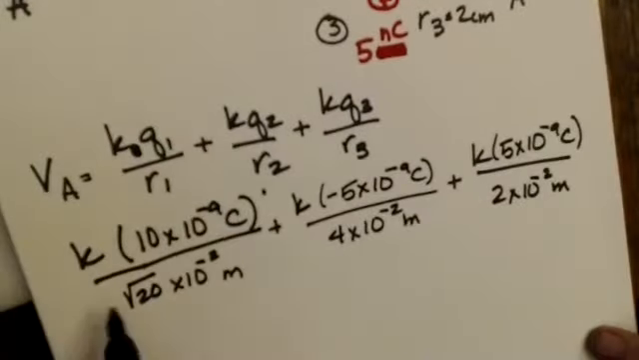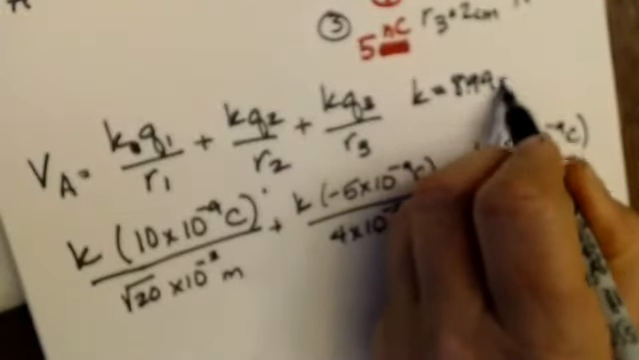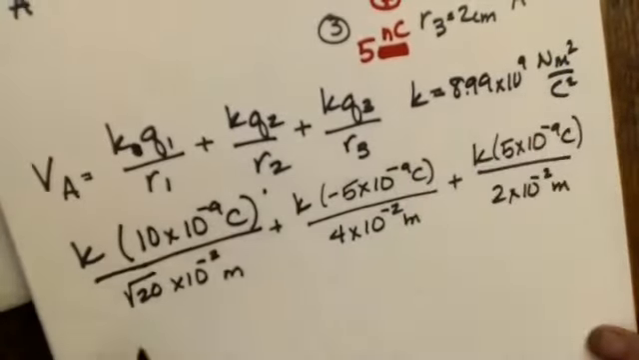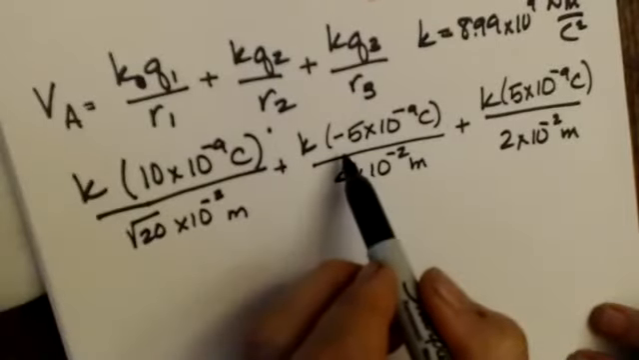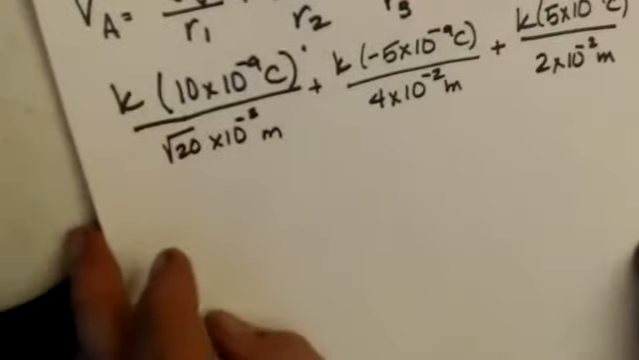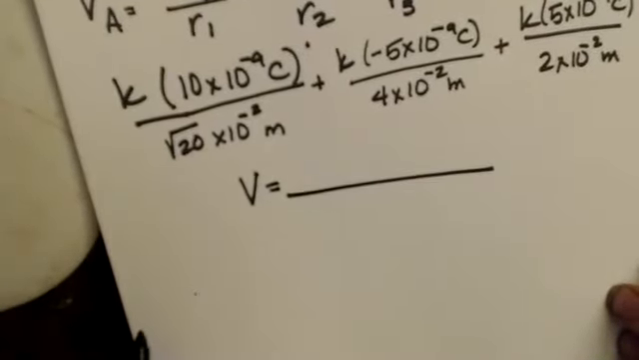Okay. And then I just put in what K is. Again, we know that K is 8.99 times 10 to the 9th Newton meter squared per coulomb squared. So I just plug in a bunch of numbers again. The only difference is this term right here is going to be negative, but I just add them up. So nothing tricky there. And I get a value for V.